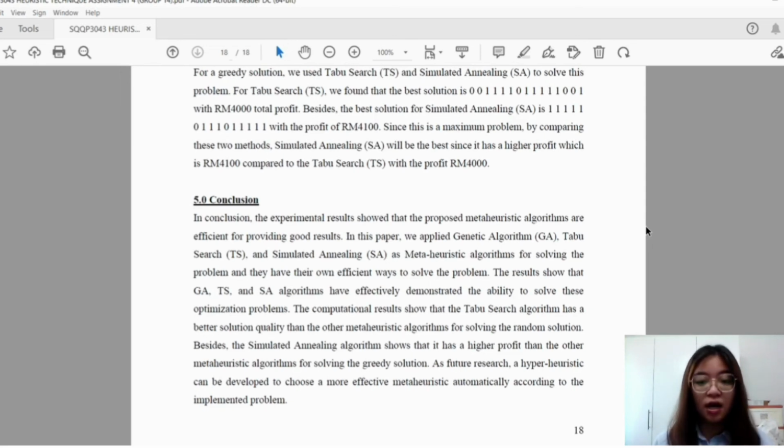As future research, a hyper-heuristic can be developed to choose a more effective metaheuristic automatically according to the problem being implemented. Thank you. That's all from me and my group members.